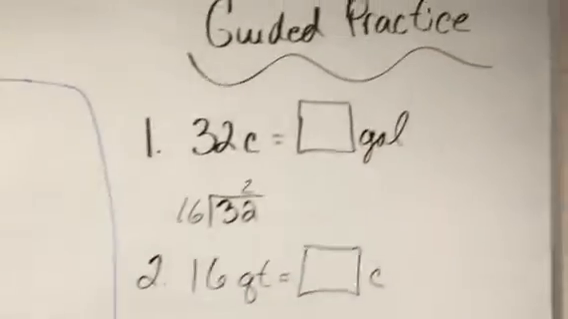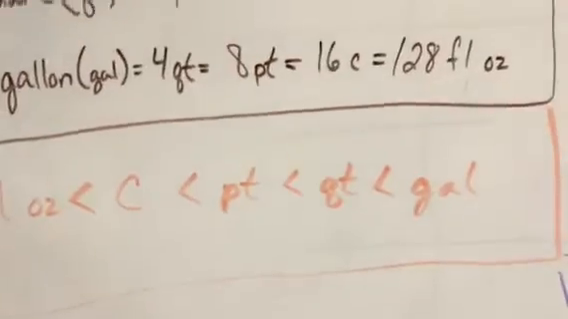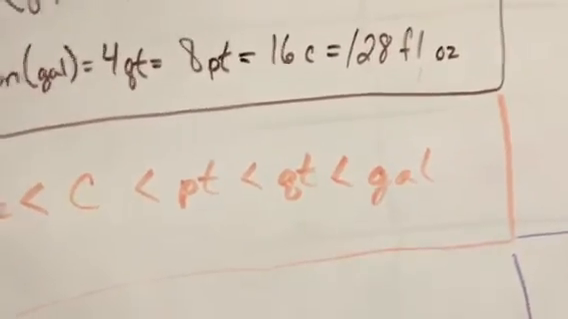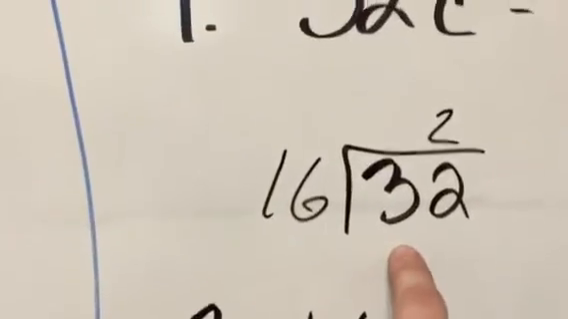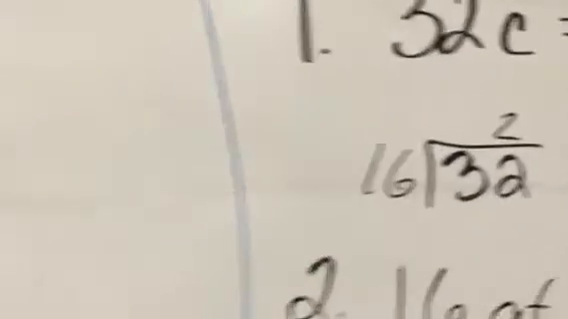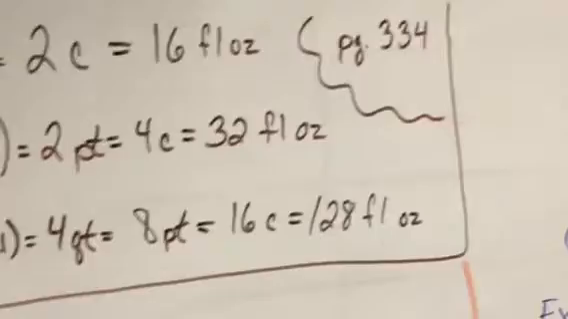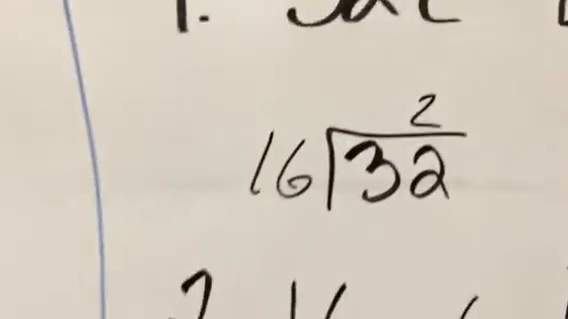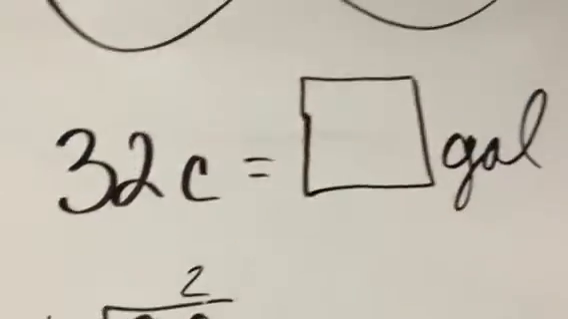Let's take a look at the guided practice. 32 cups equals how many gallons? Let's look at our progression. We have cups to gallons. Cups is smaller than gallons, so we're going from smaller to larger. What operation are we going to do? Right, we're going to divide. We take 32, the number of cups we have, and divide it by 16, because 1 gallon equals 16 cups. 32 divided by 16 equals 2. So 32 cups equals 2 gallons.